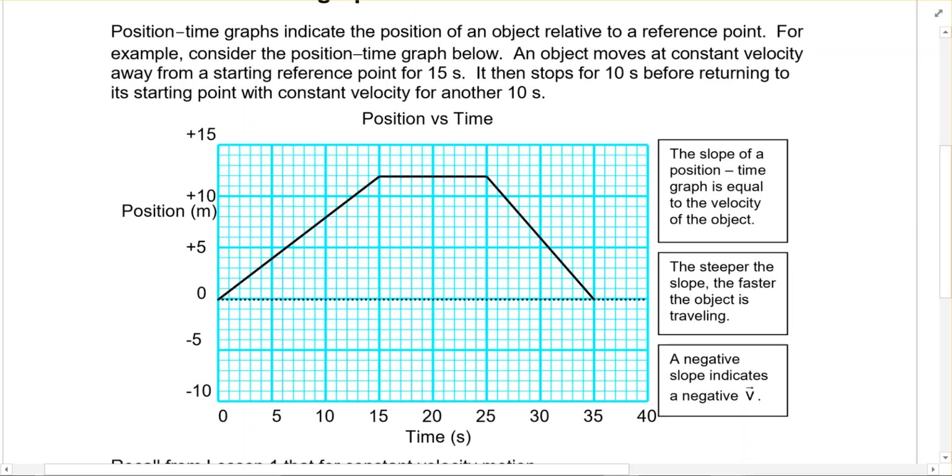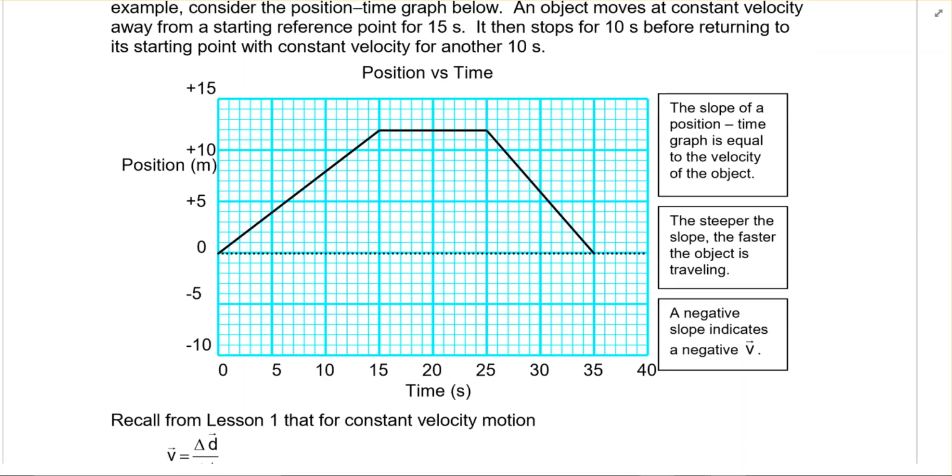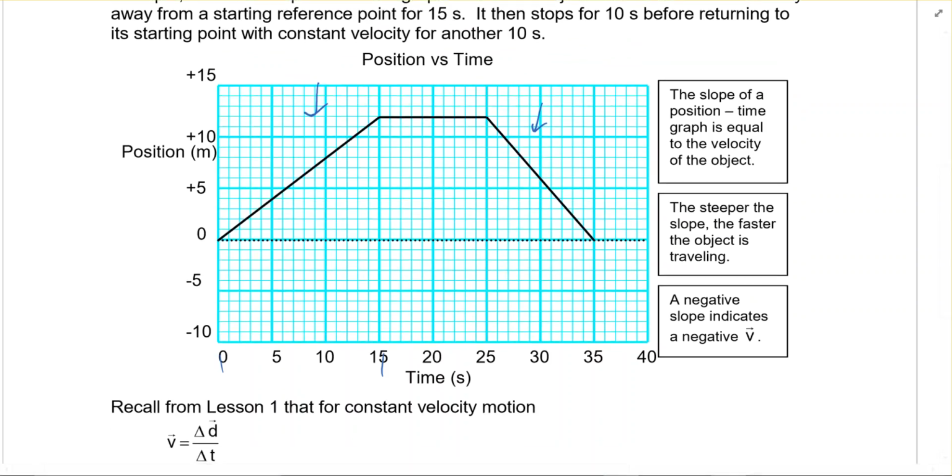All right. So like I was saying on that gizmo, you can tell that from 0 to 15 seconds, this person was moving faster than from 25 to 35 seconds. The only difference is that from 25 to 35 seconds, they were moving in the opposite direction. They were moving to the left, or to the west, in the negative direction, we're going to call it. So as a bit of a review, hopefully it's a review. If it's not, you'll be all right.